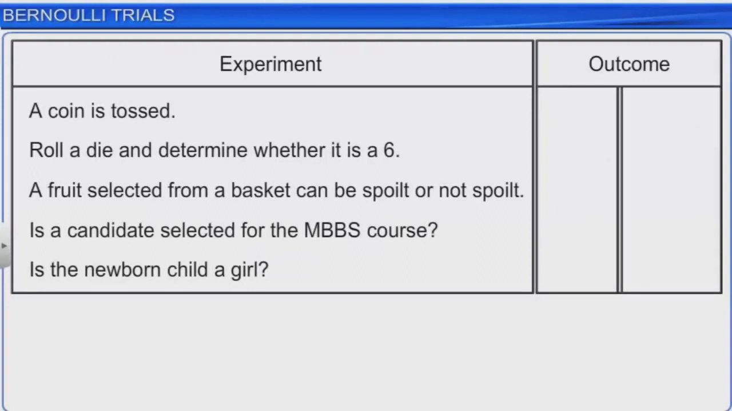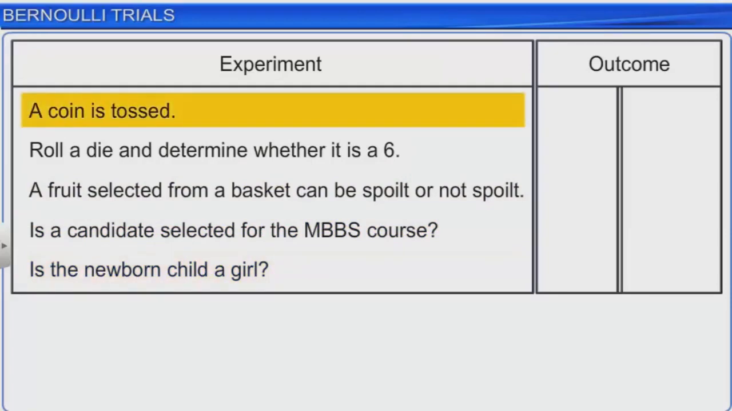Let's look at the trials associated with some random experiments. A coin is tossed. Roll a die and determine whether it is a 6. A fruit selected from a basket can be spoiled or not spoiled. Is a candidate selected for the MBBS course? Is the newborn child a girl? Let us now observe each experiment carefully.